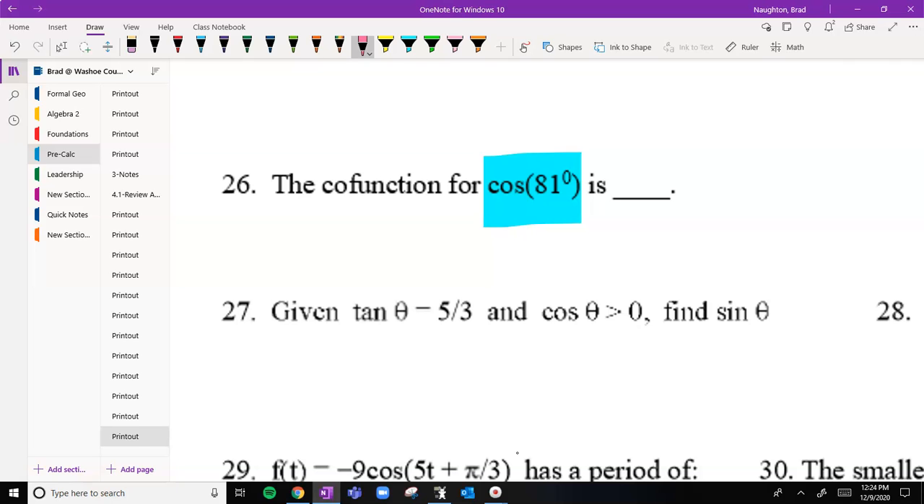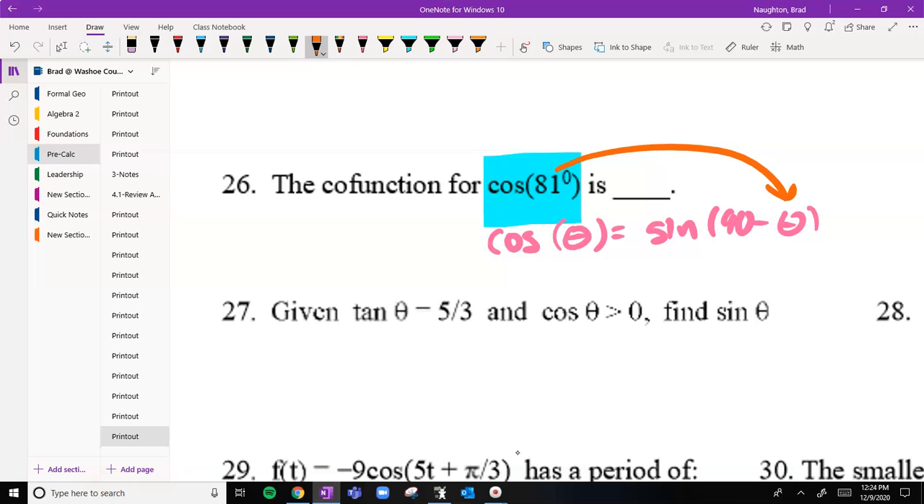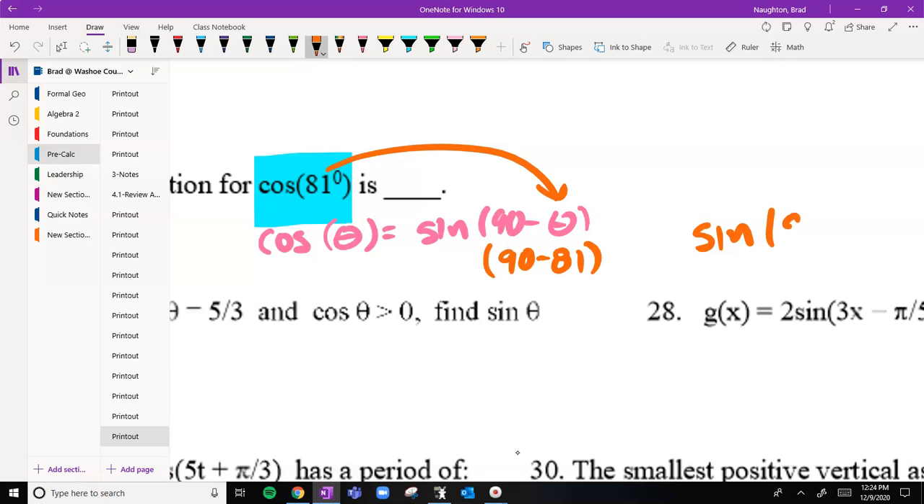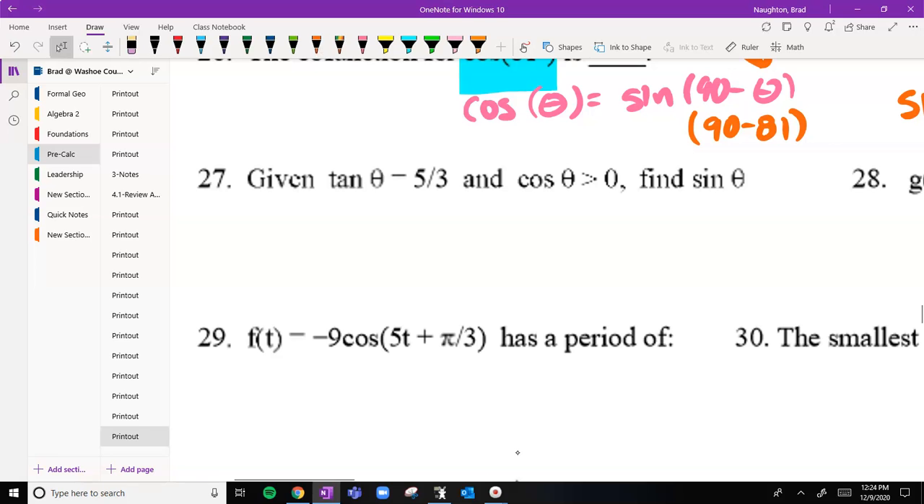All right. So, ladies and gentlemen, our cofunctions, let's go with cosine since that's what we have. Cosine of whatever your theta is going to be equal to the sine of 90 minus that theta. So we'll go ahead and plug in our 81. So this is going to be 90 minus 81. So our answer is just going to be the sine of 9 degrees. That's always fun when it's nice and easy.